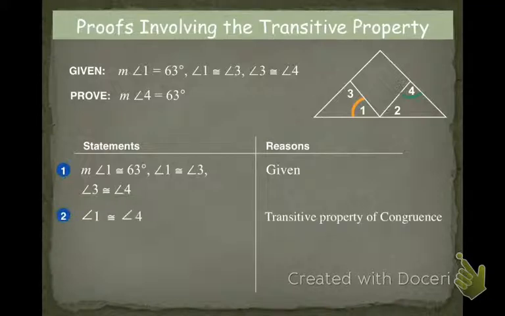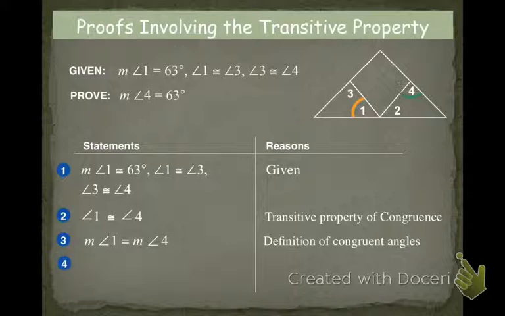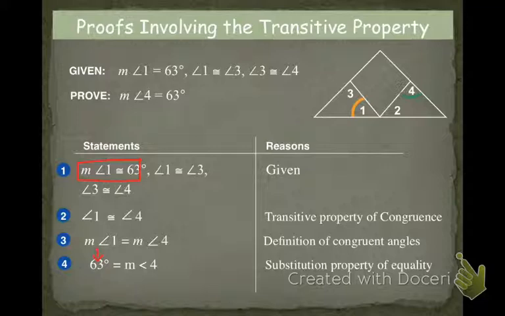We apply the transitive property of congruence here, so angle 1 is congruent to angle 4. We know that their measurements are equal by the definition of congruent angles. We know that the measurement of angle 1 is 63 degrees, so we can substitute based on this given statement. We can apply that substitution property to put 63 degrees in.